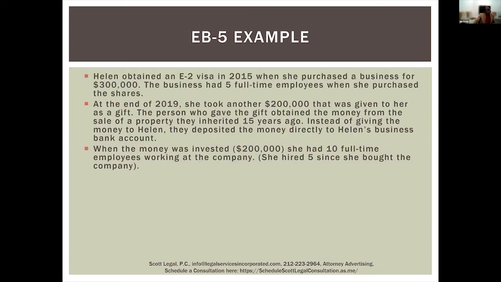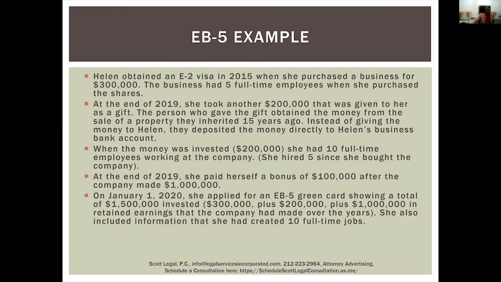So we're going to go through an example to illustrate a few of the points that we talked about during the presentation. Let's say Helen had an E2 visa that she started in 2015, and she purchased a business for $300,000. Let's say it's the restaurant example I used. The business had 5 full-time employees when she purchased the shares of the business. At the end of 2019, so 4 years have passed, she took another $200,000 that was given to her as a gift. So someone gave her that money.